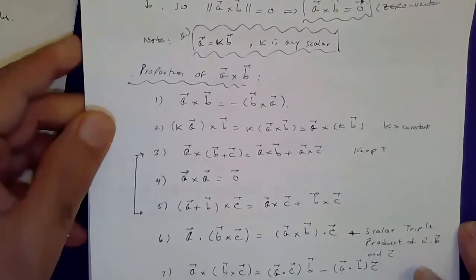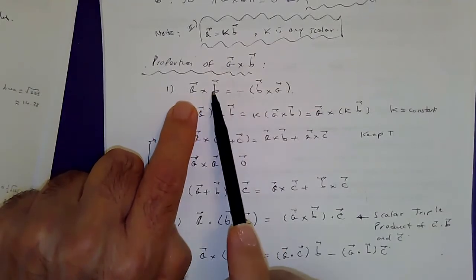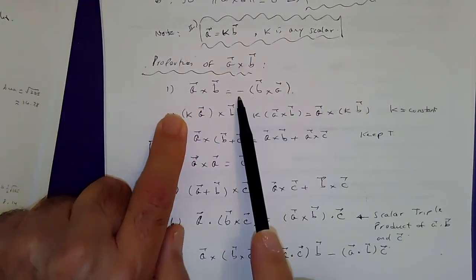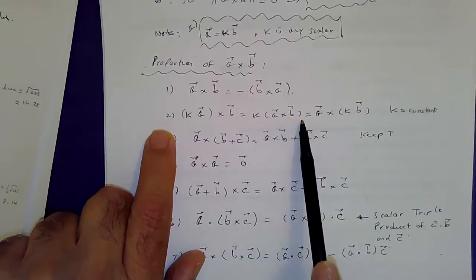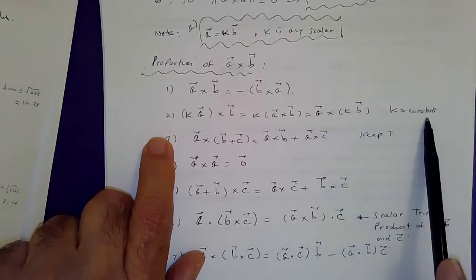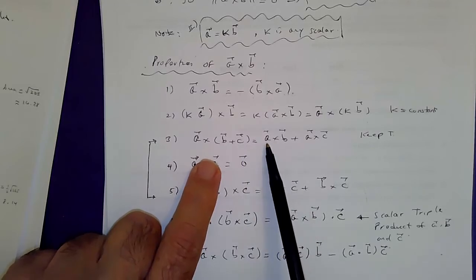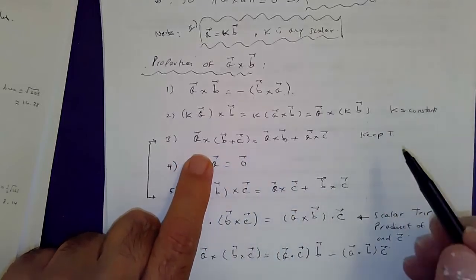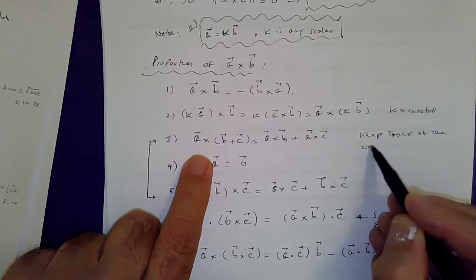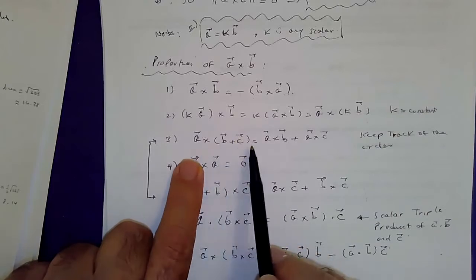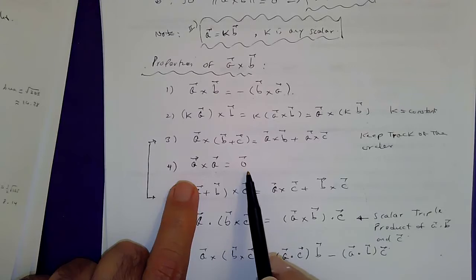So here are the properties of the cross product. As we mentioned, the cross product is not commutative. A cross B is not the same as B cross A. It's the opposite. K A cross B, where K is a constant, you can write as K A cross B or A cross K B. A cross the quantity B plus C is A cross B plus A cross C. So please keep track of the order. Don't mess up the order here. Follow the order. Incidentally, A cross A is 0.